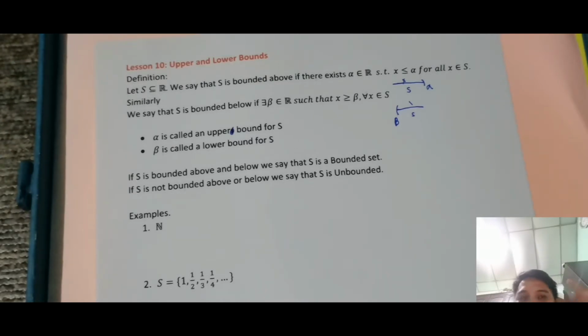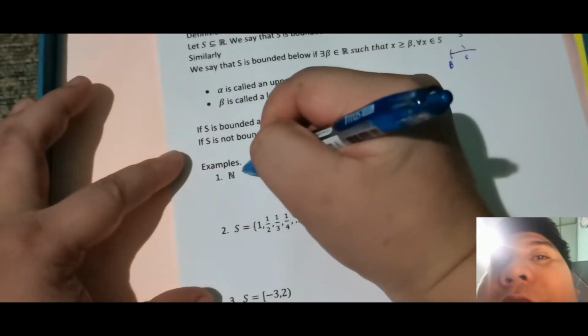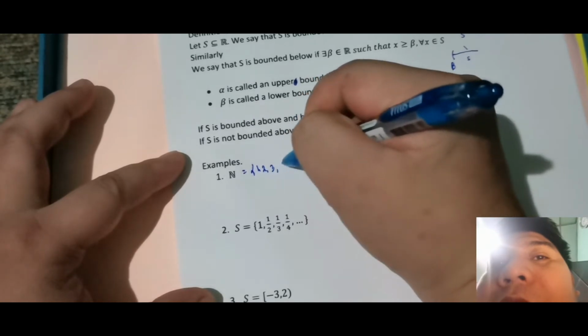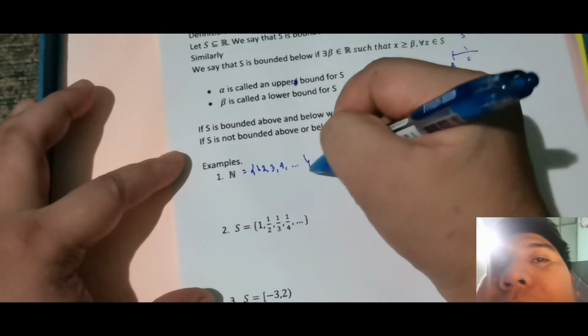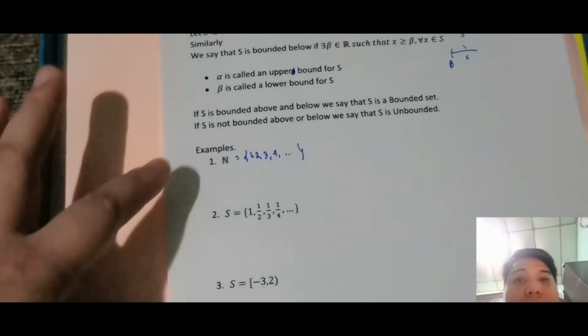So dito, ipa-plot ko siya, then magbibigay ako ng mga example ng mga lower bounds or upper bounds kung meron man mag-exist. Okay, so example number 1. So the set of natural number. So ano ba yung set of natural number na? So the set of natural number is yung counting number natin. So that is the set containing 1, 2, 3, 4, and so forth. Sir, madami po yan. Okay, ngayon, in terms of drawing ko siya.